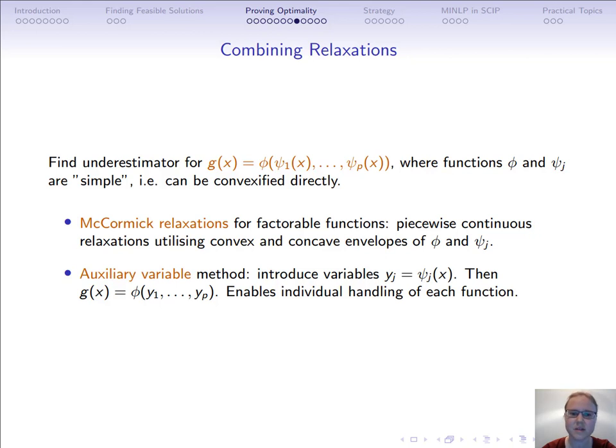And another method is the auxiliary variable method. It introduces new variables for each of the simple functions. Now, this reformulation is safe because clearly it is equivalent to the original formulation. However, its advantage is that now we only have simple functions and no more compositions. And these simple functions can now each be handled individually.